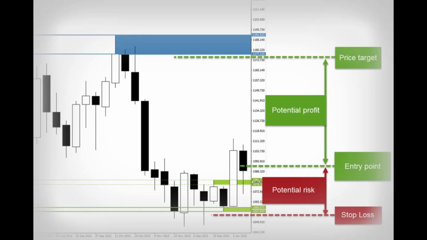And the entry point they identified? The article states the entry point was $1,093 per troy ounce. Okay, so that gives you a clear starting line. But as you said, not every trade works out.